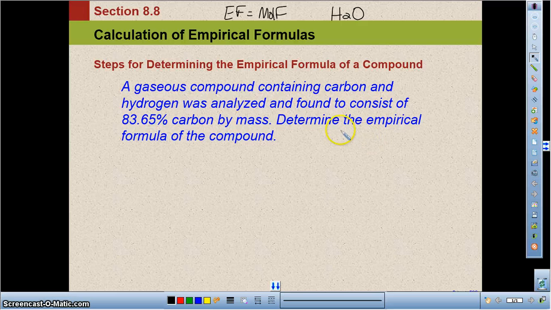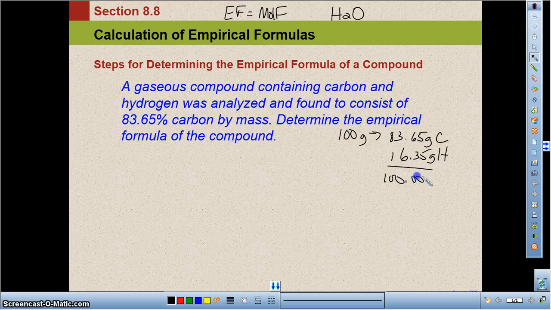Because if we have a 100-gram sample and 83.65% of it is carbon, that means out of that sample, 83.65 grams, because that's 83.65% of 100, is carbon. So where's the other part? The other part is hydrogen. So if 83.65 is carbon, we take 100 minus 83.65, and we come up with hydrogen being 16.35 grams for hydrogen. And that gives you a total of 100 grams.